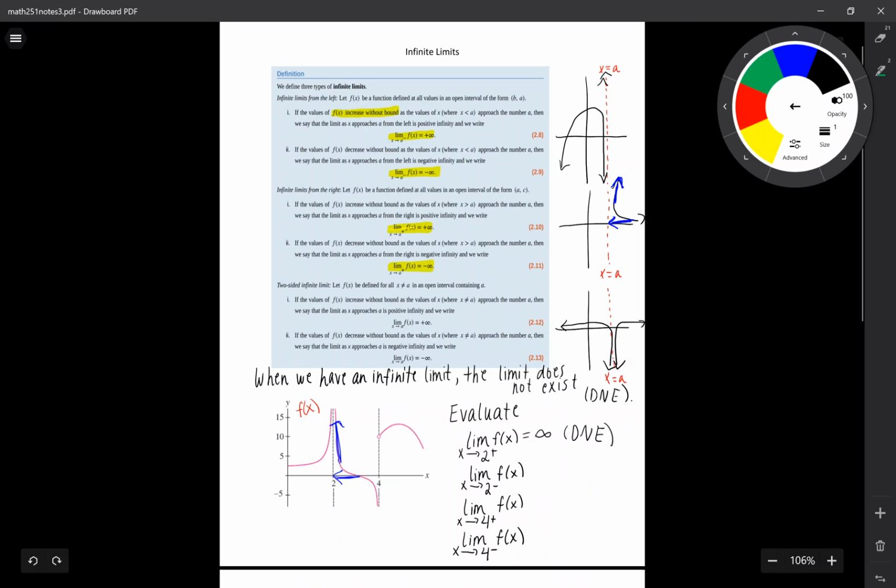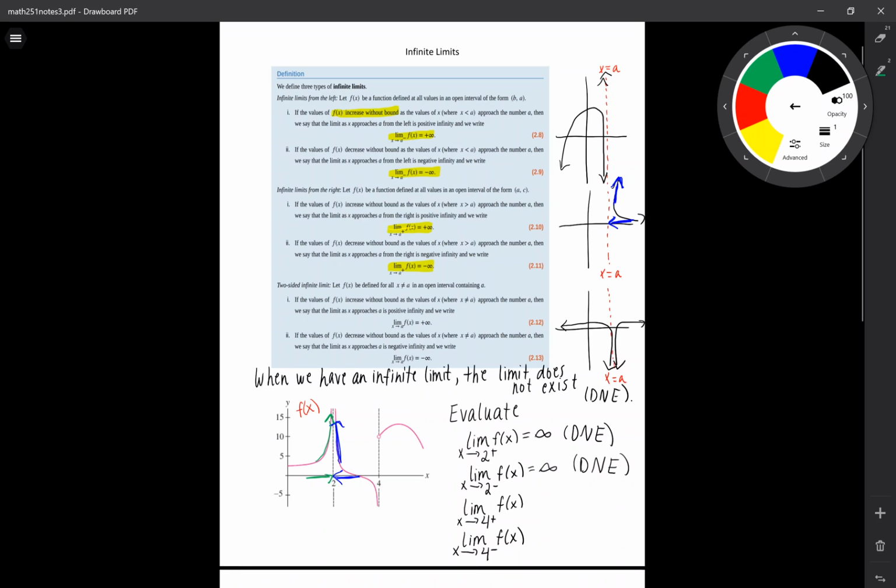And as we approach 2 from the left, let's do it in a different color. As we approach 2 from the left, the same thing happens. Now we're on this piece, but it still gets very large as x gets really close to 2 from the left direction. So this is also equal to infinity, which means that this limit does not exist. So because in this particular example, the right-sided limit and the left-sided limit at 2 are both equal to infinity, this is considered a two-sided infinite limit.